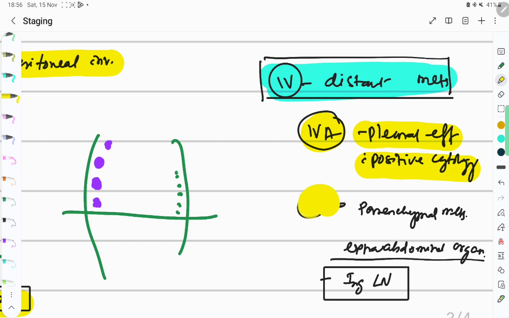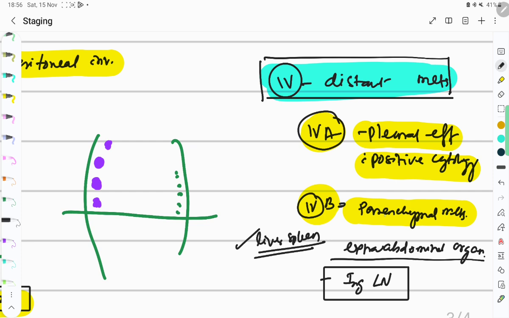Then 4A. In 4B, parenchymal metastasis. Parenchymal metastasis means involving the liver and spleen. If it is involving the liver and spleen parenchyma, then it is 4B. And extra abdominal organs like inguinal lymph nodes, then it is 4B.